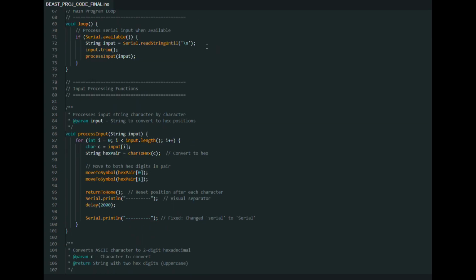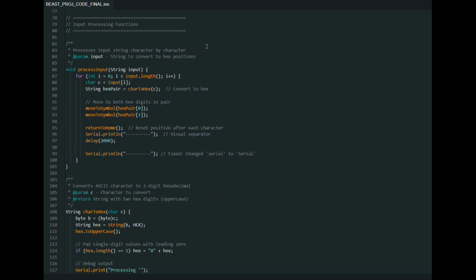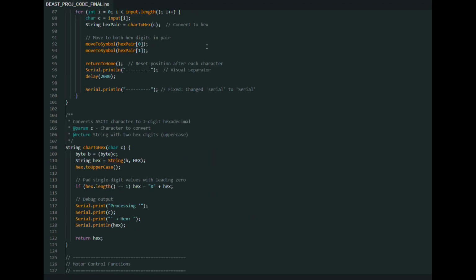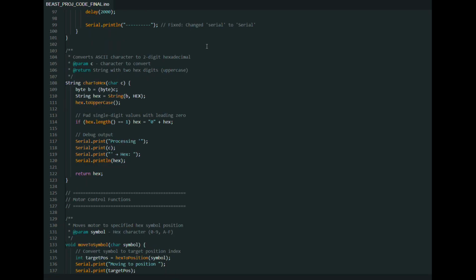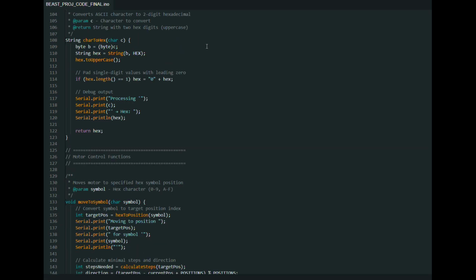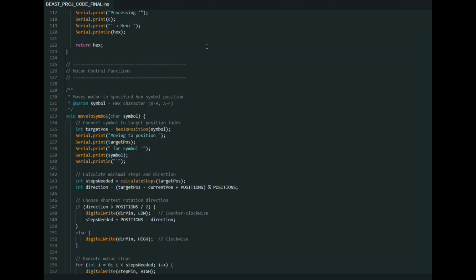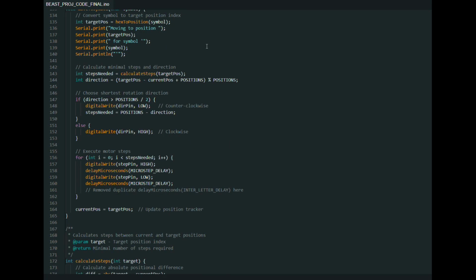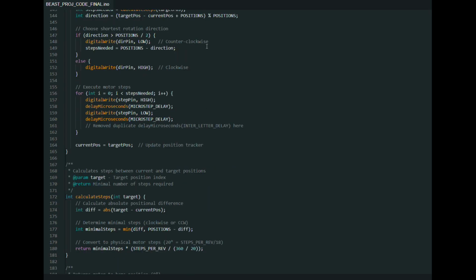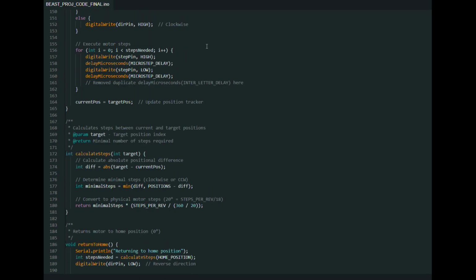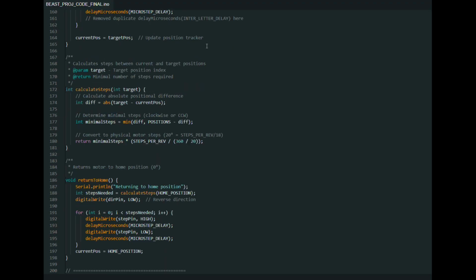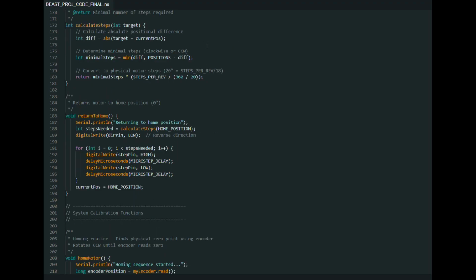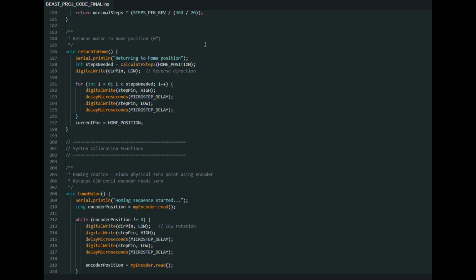The system processes serial input, converts each character into 2 hex digits, and moves the motor to the corresponding positions, spaced 20 degrees apart, totaling 18 positions per full rotation: 16 hex symbols, 1 homing position, and 1 blank. After displaying each hex pair, the motor returns to the home position, 0 degrees, providing debugging feedback via the serial monitor. The code includes functions for homing, position calculation, hex conversion, and motor movement optimization to ensure efficient and accurate positioning.